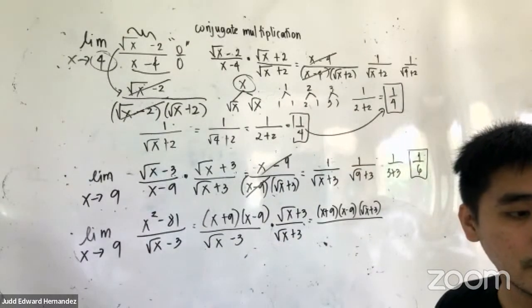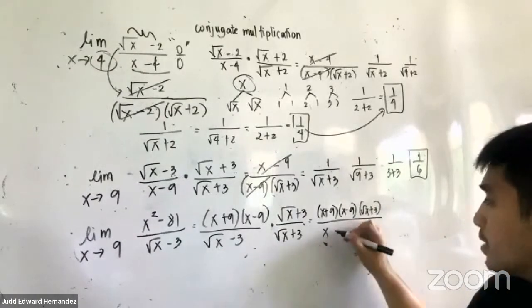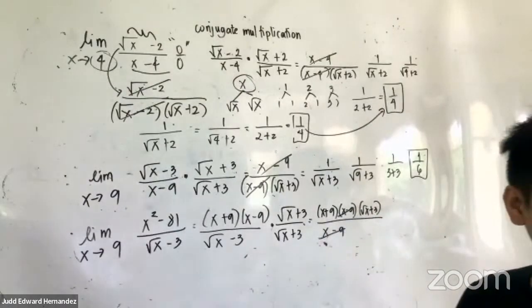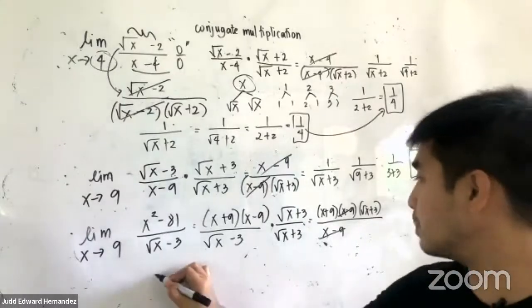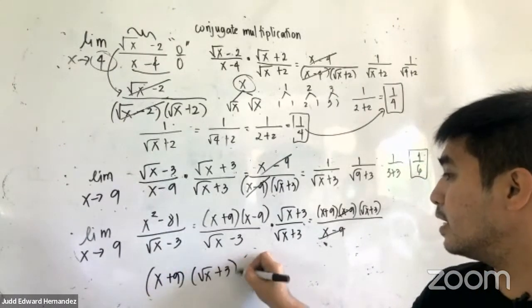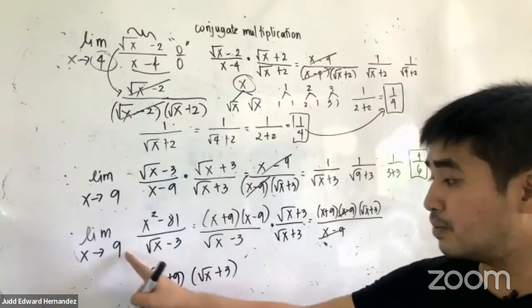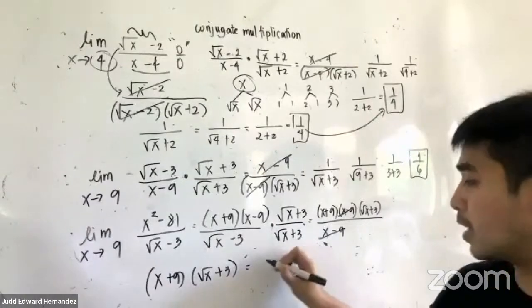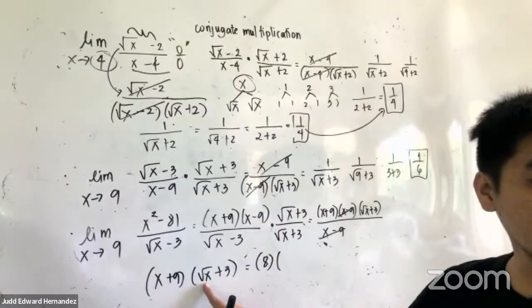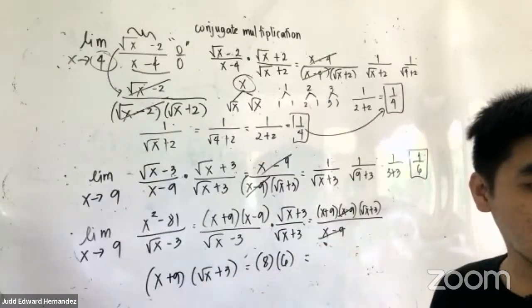Could you please give me the resulting equation? X minus 9. So what happens now? We cancel out x minus 9. Okay, therefore it becomes x plus 9 times square root of x plus 3. And we will now be able to substitute 9 into the equation. And this becomes 9 plus 9, which is 18. Square root of 9 is 3 plus 3, which is 6.